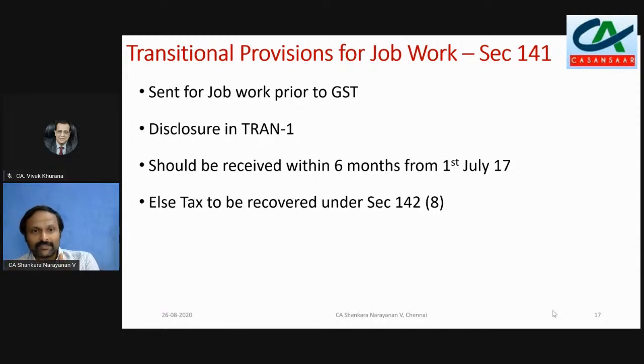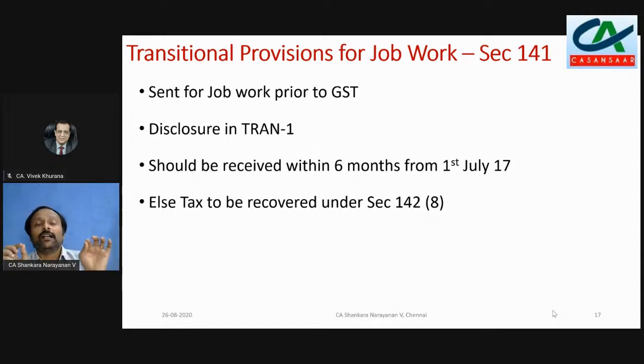In these two cases, if it had not been disclosed in TRAN-1, but there is no further deviation and it has come back within 6 months, please give a letter to your jurisdictional officer stating that it was missed out in TRAN-1, but we have the records to prove that it has come back within 6 months. Because tomorrow, when a GST audit is undertaken by the department, if they dig up this point, they will say that you had such stock with the job worker and did not disclose.